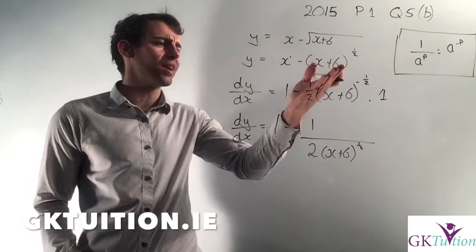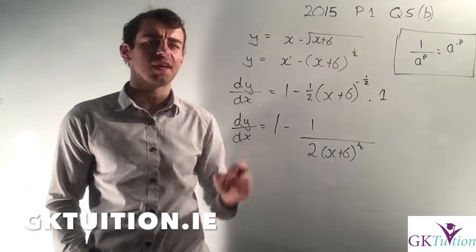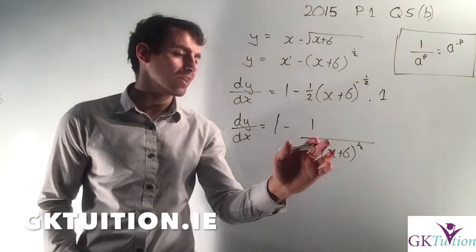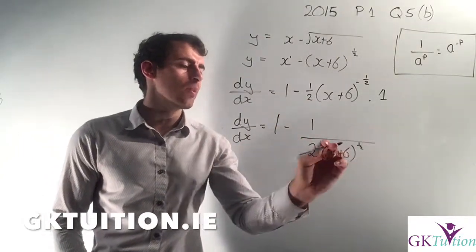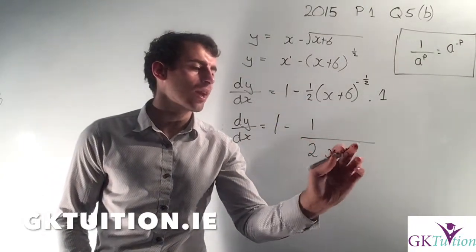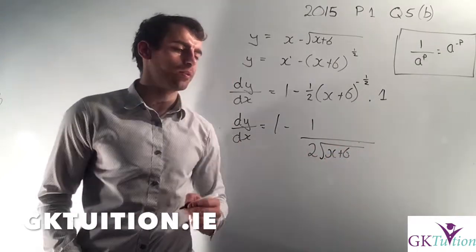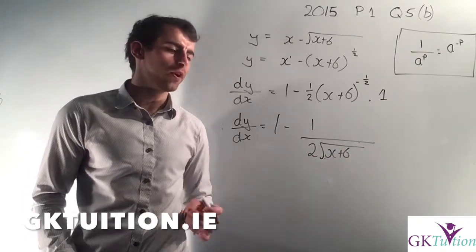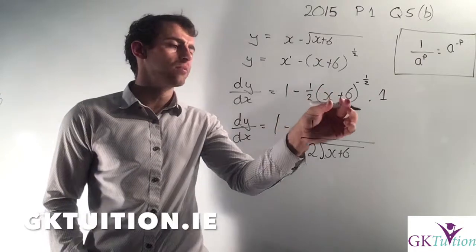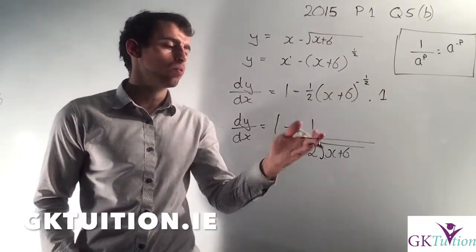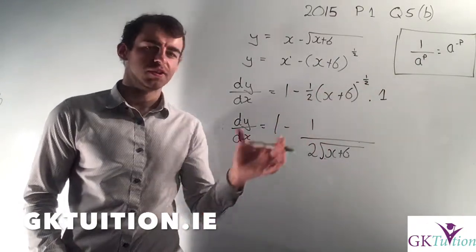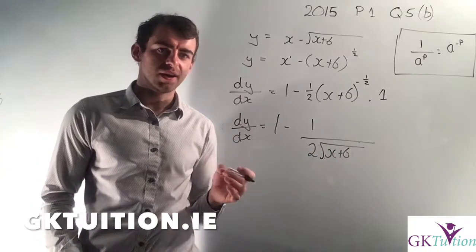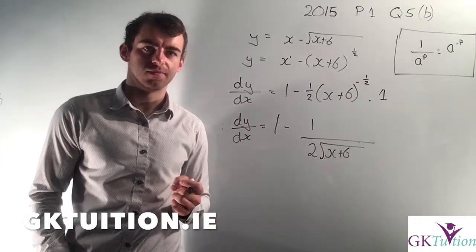And remember at the start we said that to the power of a half is the same as the square root, so instead of having it to the power of a half, I can write that as the square root of x plus 6. So simplified fully, my minus a half times x plus 6 to the power of minus a half is 1 over 2 root x plus 6. It's just a lot neater like that, and it will make life easier for the next part of the question.